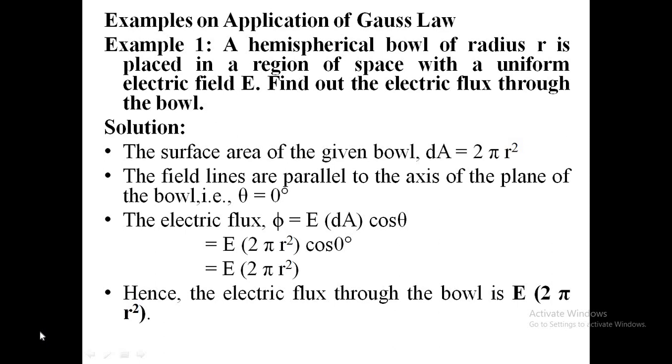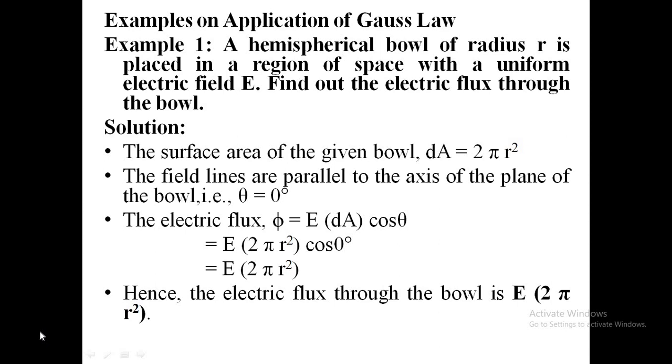Example programs on application of Gauss law. Example 1. A hemispherical ball of radius r is placed in a region of space with a uniform electric field E. Find out the electric flux through the ball. The surface area of the given ball dA is equal to 2 pi r square. The field lines are parallel to the axis of the plane of the ball, that is theta is equal to 0 degree.